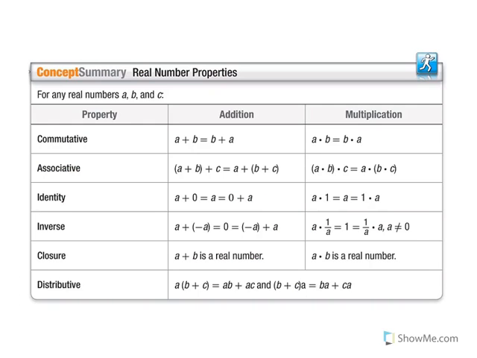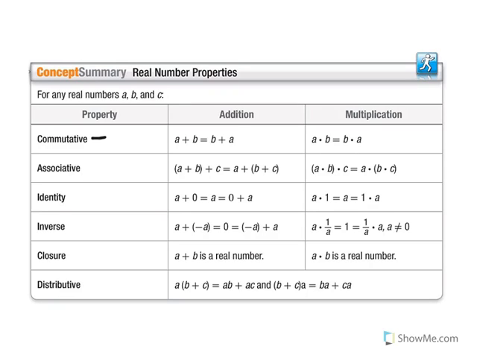Next we have some real number properties. We have the commutative property, which means that a plus b is equal to b plus a. It doesn't matter which way you write them, it's still the exact same. Same for multiplication. It doesn't matter what order you multiply your numbers, you will still get the same answer.